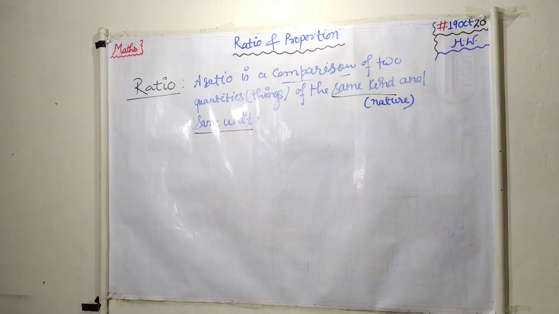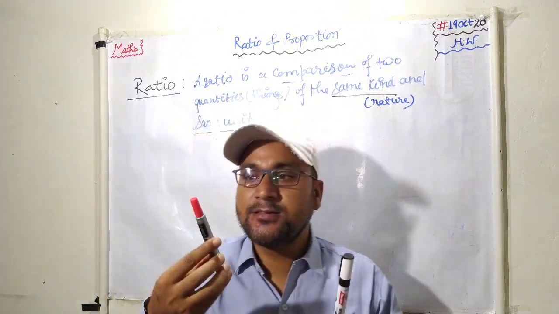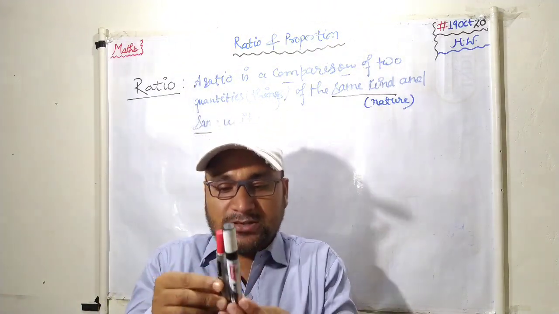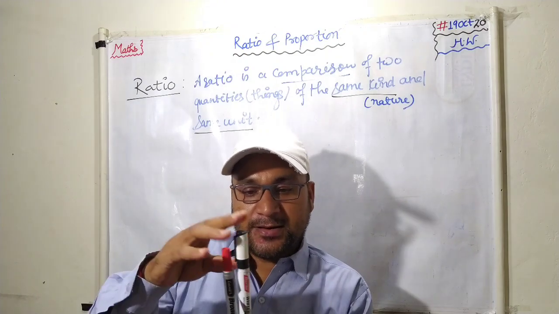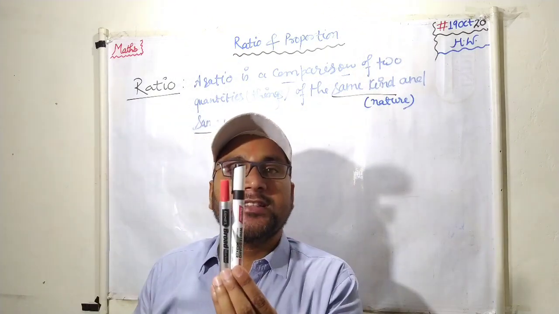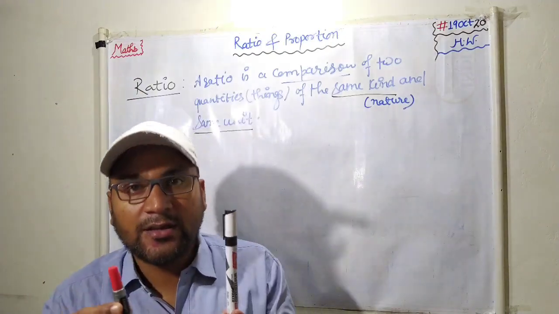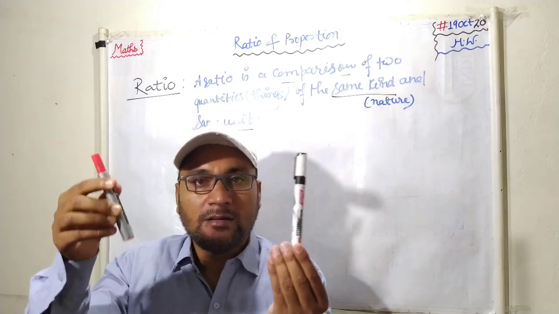I will show you, students. I have two markers. One is black, another is red. So which one has more height? By seeing, you can tell that this black one has more height than this red one. So that is the comparison, and both are markers.